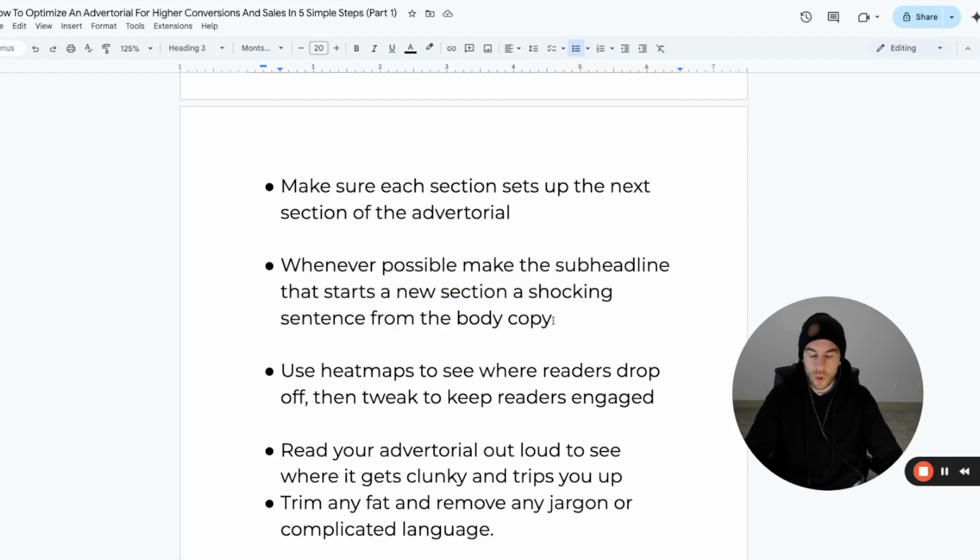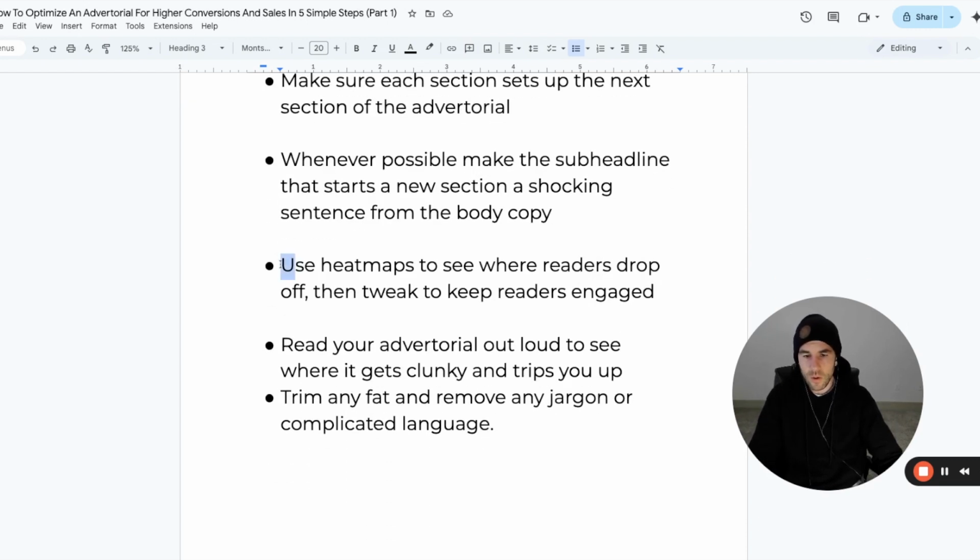Sometimes what you can do is, when you go through your body copy, you'll find parts that are pretty enticing and attention grabbing. When you can, make those into subheadlines. Those are going to make great subheads. All you need to do is make sure it's not too close to the last one, and that you can get a visual for it and everything like that. Also use heat maps to see where readers drop off, then tweak the copy to keep the readers engaged.